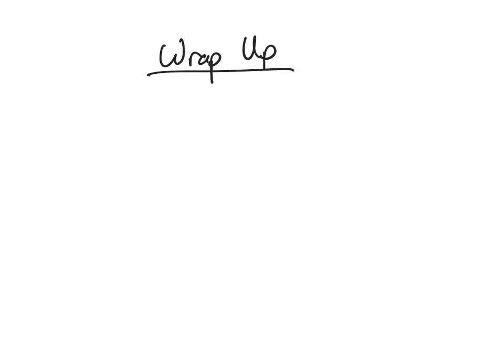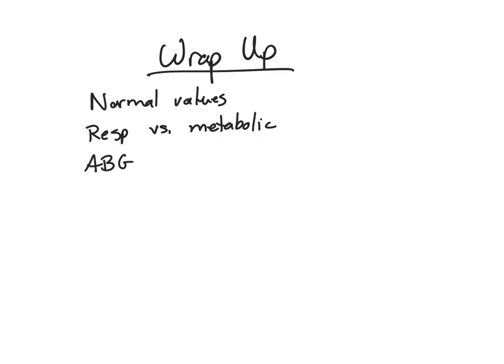When you're going back to review this stuff, make sure you first figure out what your normal values are. Remember, we have the respiratory system versus the metabolic system. Make sure you figure out the difference there. And then work on naming your blood gases. And then figuring out whether there's compensation or not. Good luck. Let me know if you have any questions while you're working.